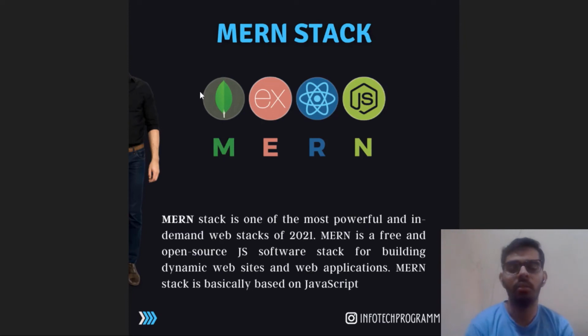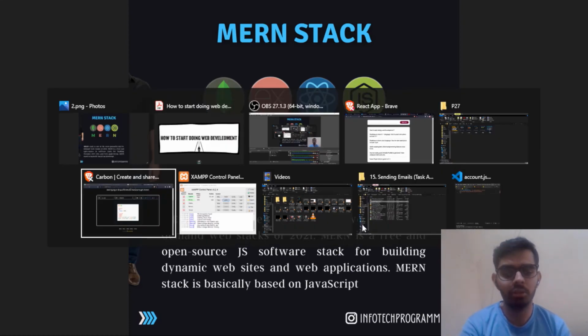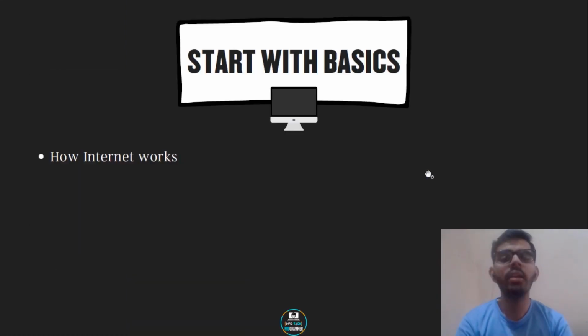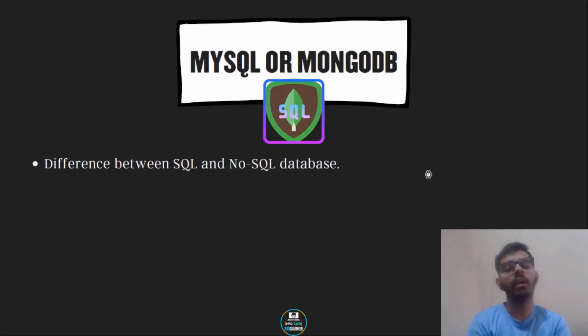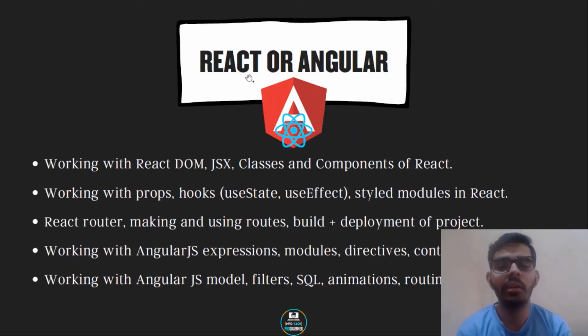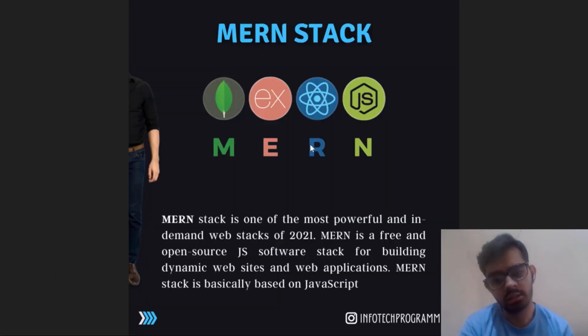First of all is the MERN stack. The MERN stack is one of the most powerful and in-demand web stacks of 2021. You can read it here. The MERN stack is a free and open source JavaScript software stack for building dynamic websites and web applications. It is basically based on JavaScript. So why did I tell you about that? Let me show you. The reason I told you about React or Angular in the end is the MERN stack. First of all, you can learn MongoDB. M stands for MongoDB, E stands for Express for handling the server, R stands for React, and N stands for Node.js.